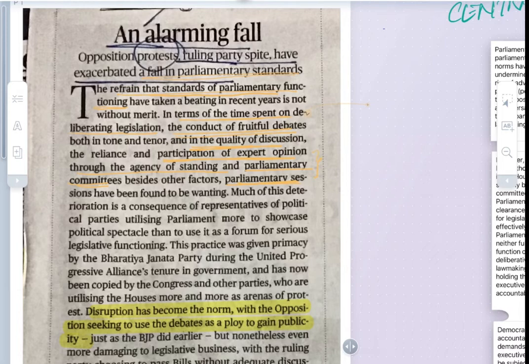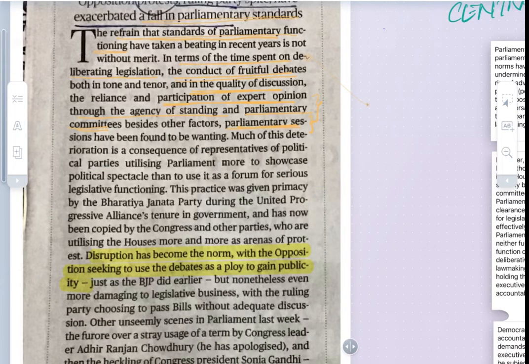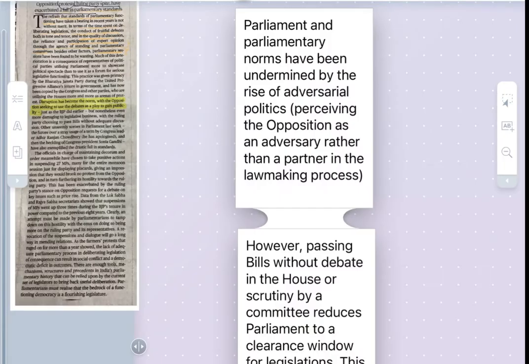I will tell you in detail about the role of standing committees and the characteristics of the agency of standing and parliamentary committees. Also, the tenure of the parliament session. Now the writer further says that disruption has become the norm, with the opposition seeking to use debates as a ploy to gain publicity. Now I have noted down a few points from various newspapers to elucidate this article in much more detail.